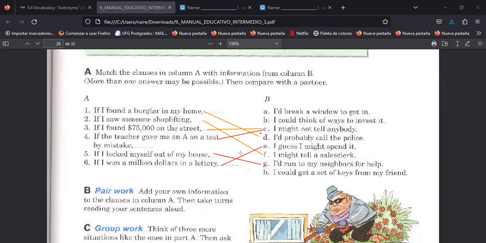So which would be any other possibility? Is there any other? For example, I could think of ways to invest it. Could be. Okay. And if I lock myself out of my house, we have another possibility. I could get a set of keys from my friend. From your friend. Maybe, if you have given her your keys. Yeah, could be.